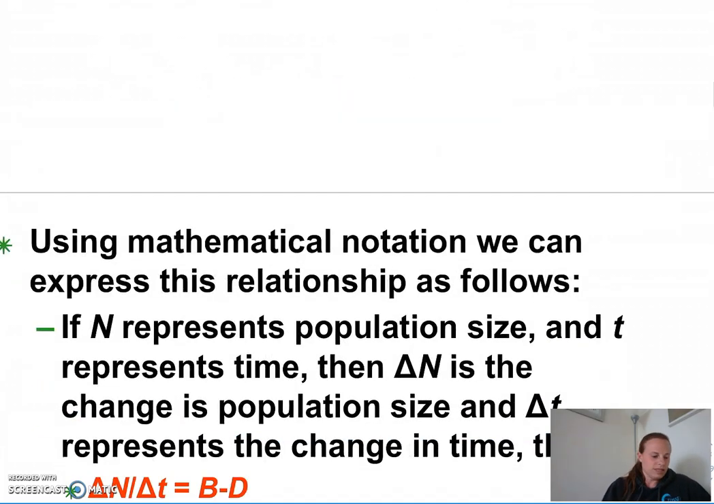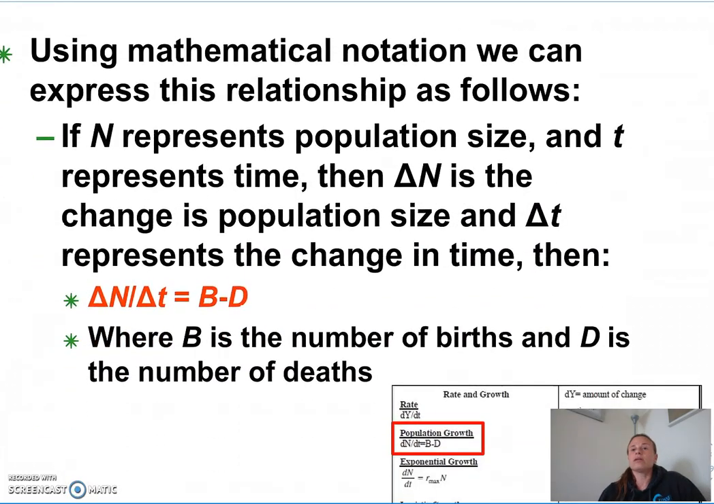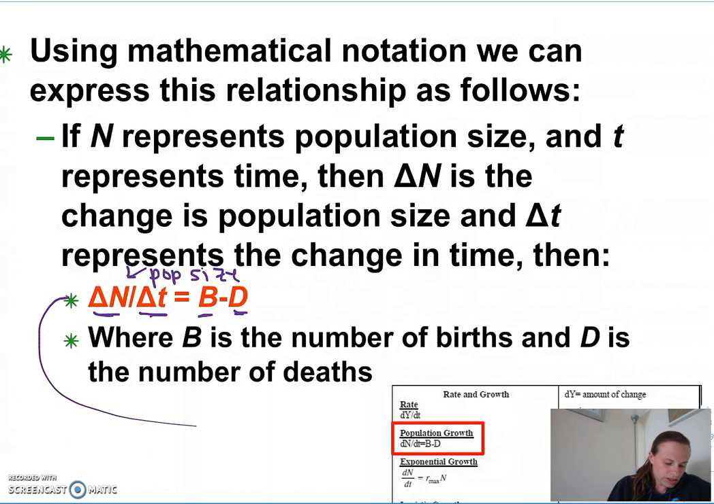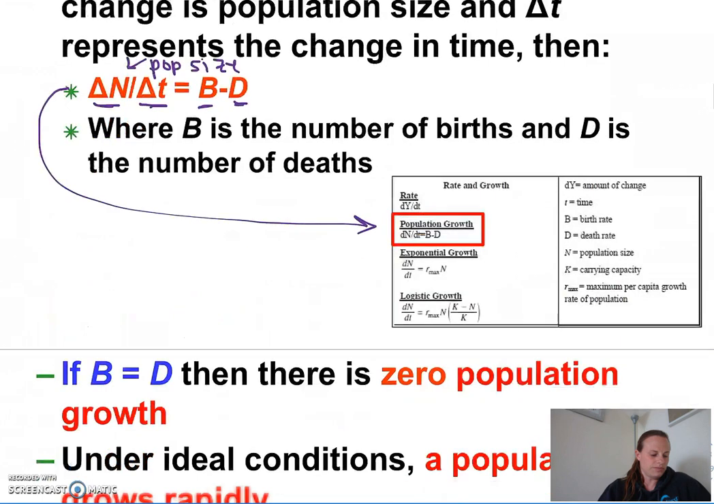So scientists have actually created a mathematical expression to explain this relationship where delta N, that's what this triangle means, which is the change in N, is equal to the change in t. So N represents the population size and t represents time. B is the birth rate and D is the death rate. And if you'll notice, this equation actually appears on your AP Bio reference table.